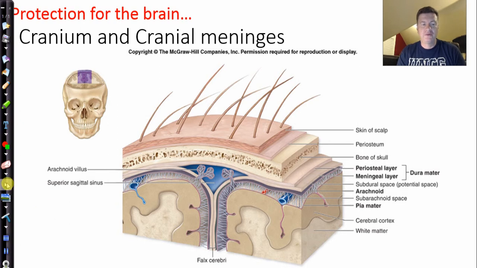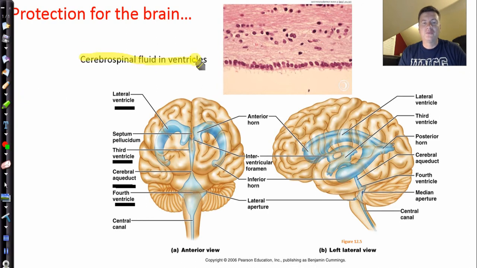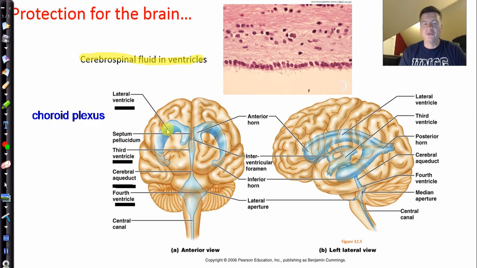Okay, and here we go. Next, the next important protective part of the brain is the cerebral spinal fluid. The cerebral spinal fluid, CSF, is going to be formed in the ventricles. Specifically, it's going to be formed in a place called the choroid plexus of the ventricles. Each of the 4 ventricles, you see one here, one there, the third one, and the fourth one. Each of these ventricles has a choroid plexus. Basically, it's an accumulation of ependymal cells.